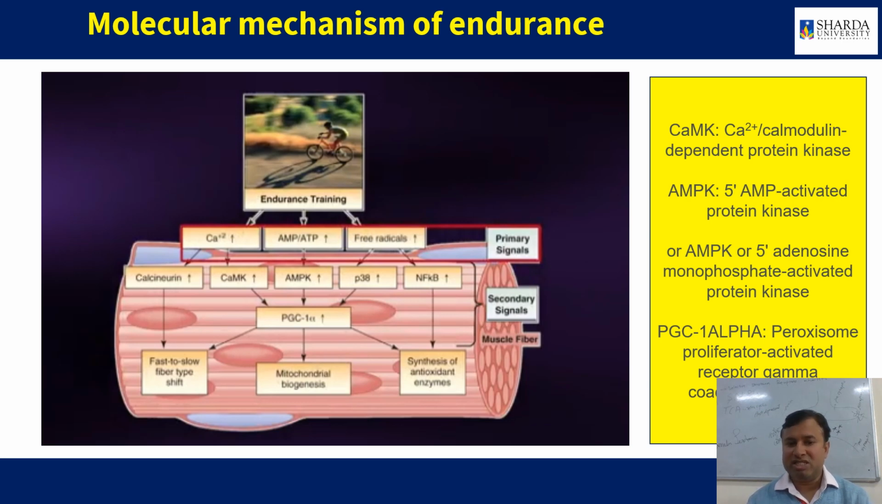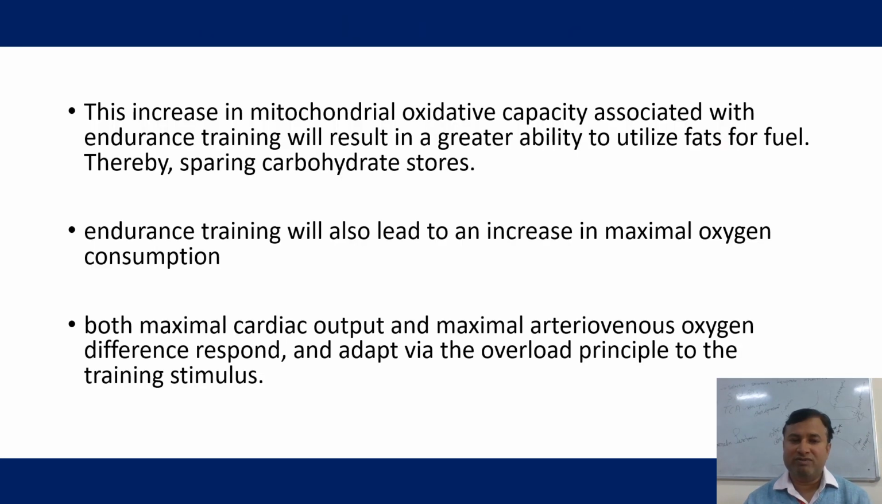So in the muscles, blood flow will be increased and VO2 max will increase. This increase in mitochondrial oxidative capacity associated with endurance training will result in greater ability to utilize fat as fuel, thereby sparing carbohydrate stores. Endurance training will also lead to an increase in maximum oxygen consumption. Both maximum cardiac output and maximum arteriovenous oxygen difference respond and adapt by the overload principle of the training stimulus.